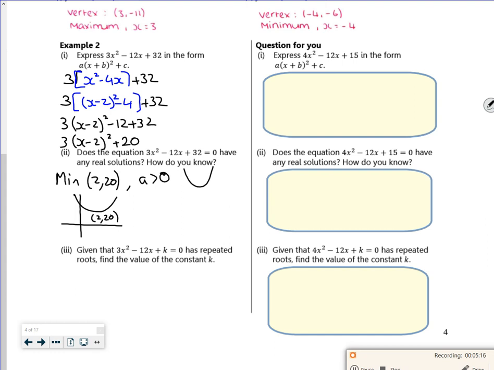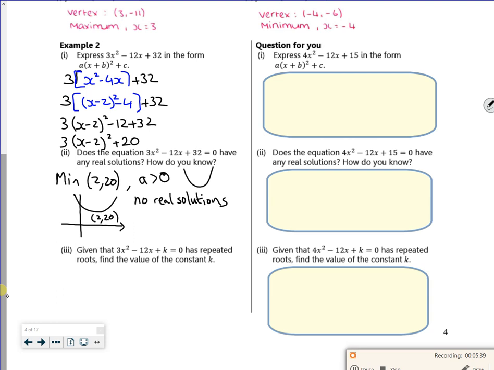So if you look, there's no real solutions. The graph lives completely above the x-axis because the vertex is at (2, 20), and because a is greater than 0, 3 is bigger than 0, it's a U-shaped curve, so it must live all there.